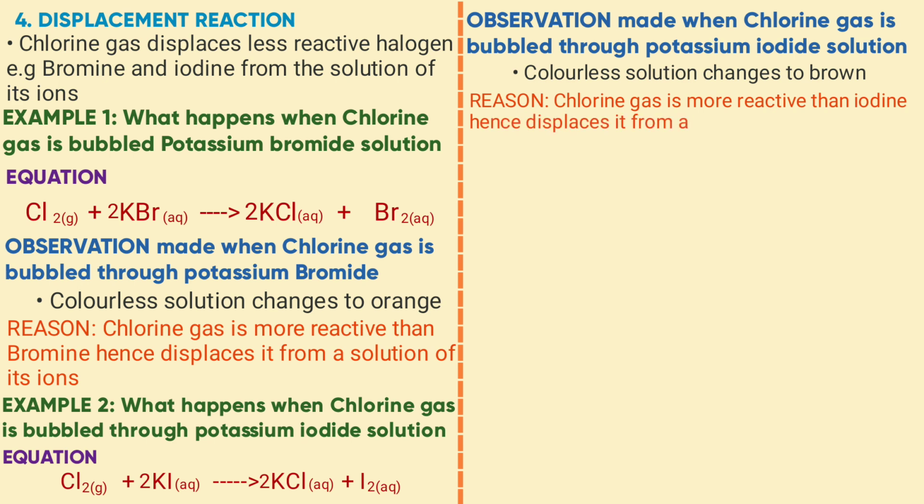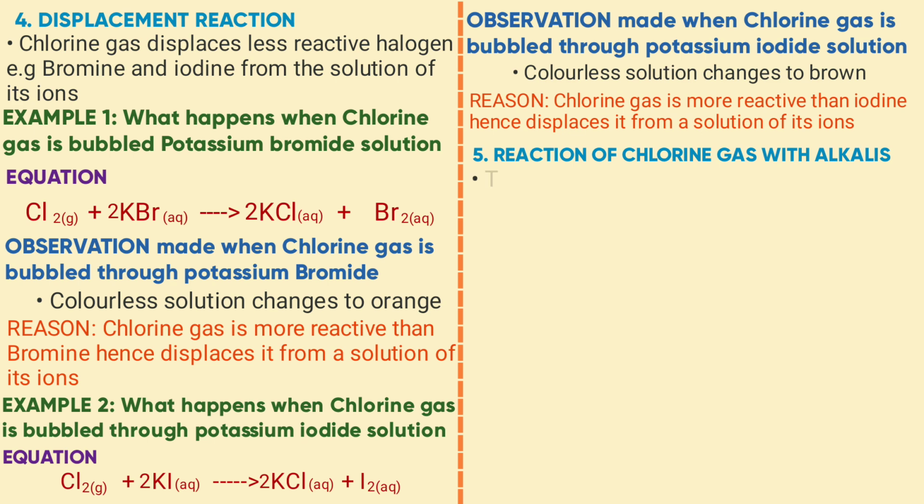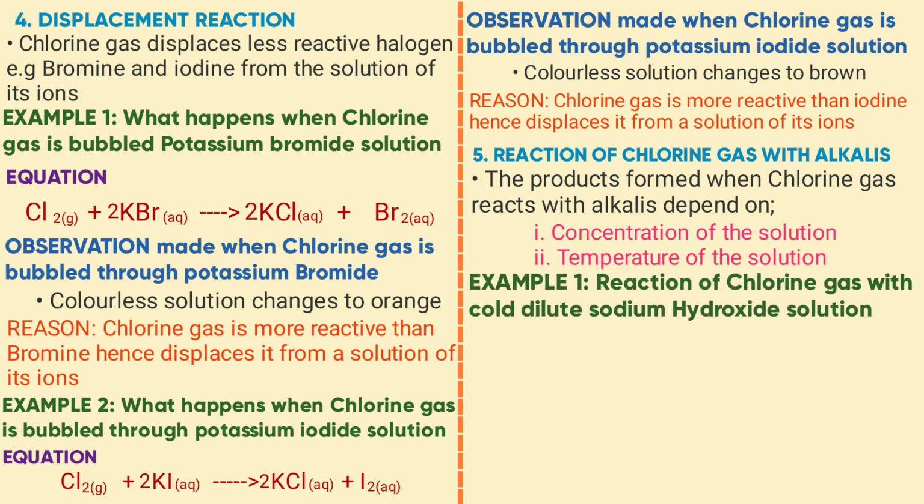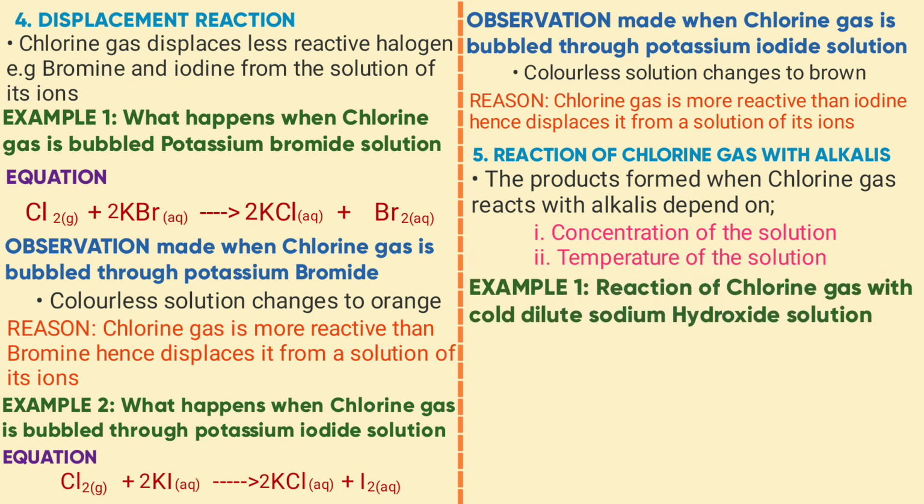Now, the next chemical property is the reaction of chlorine with alkalis. The product formed when chlorine reacts with alkalis depends on 1, the concentration of the solution, and 2, the temperature of the solution. Example 1, reaction of chlorine with cold dilute sodium hydroxide.